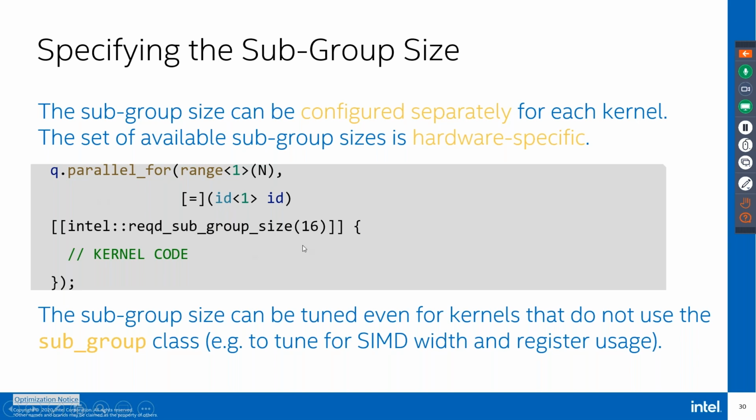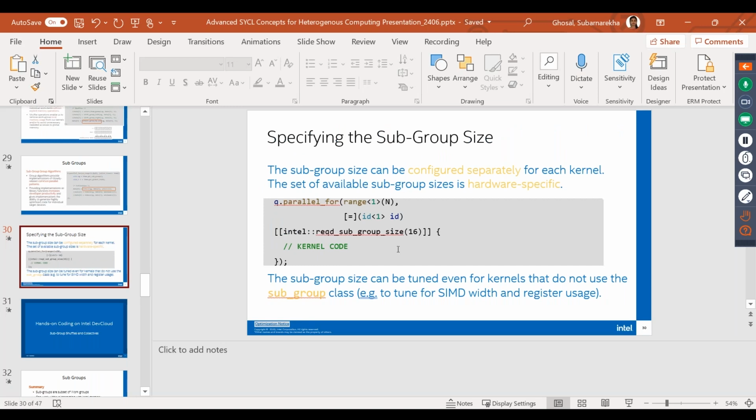By default there can be different numbers: 8, 16, and 32. By default it's 16 only, but you can always mention other numbers here, whatever you want, and that many will be created. Anything else?